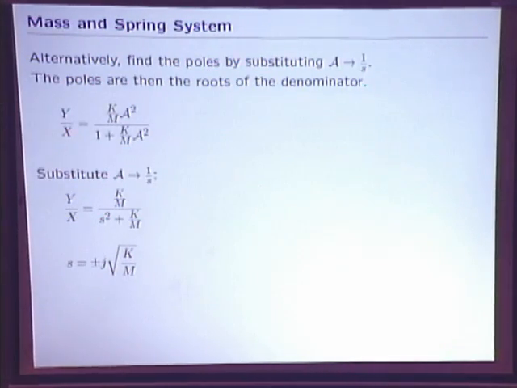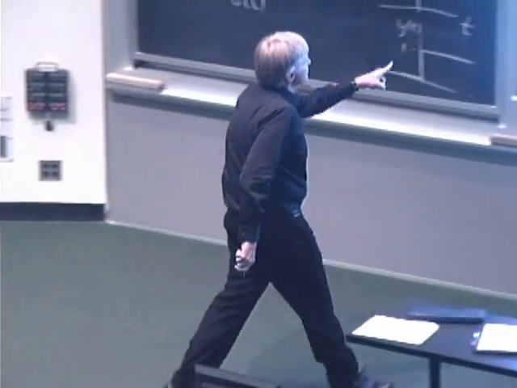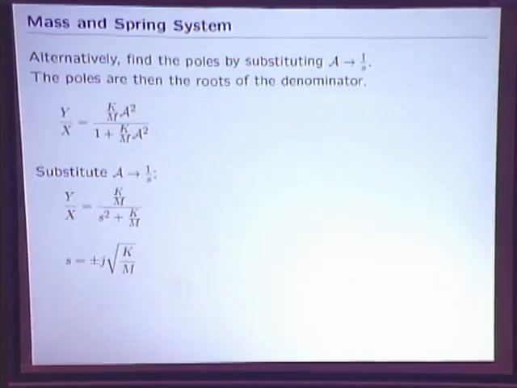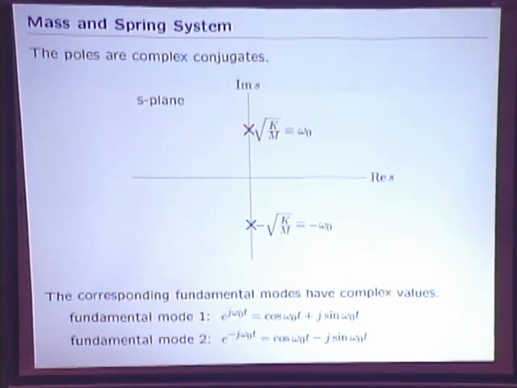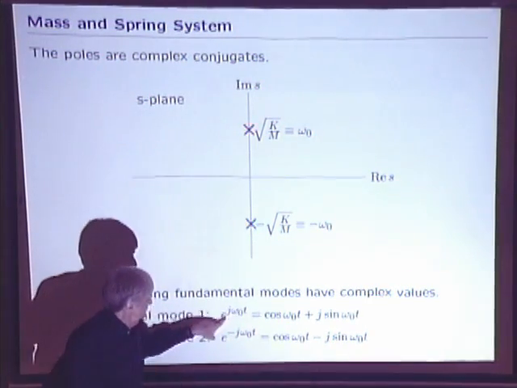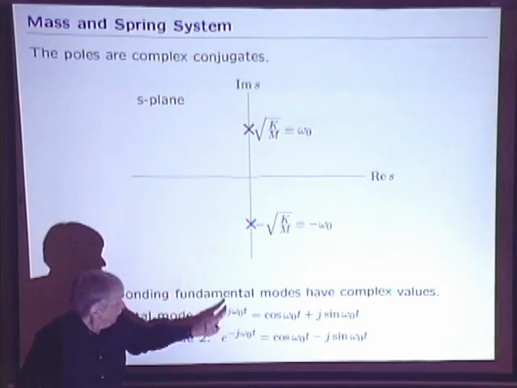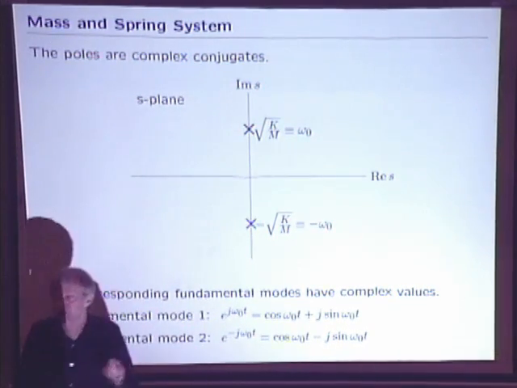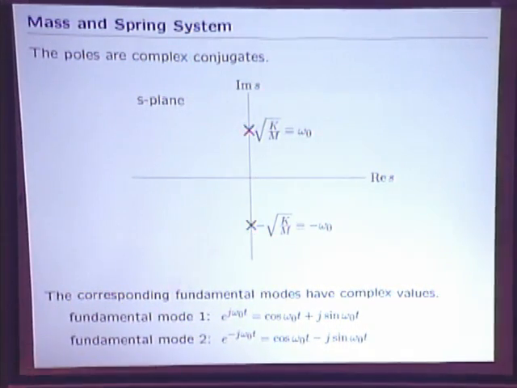Just like we could in dt, substitute r goes to 1 over z. In ct, we can substitute a goes to 1 over s and solve for s. We get the same answer. Same as we did in dt, except now we call it s. So the poles to this system are plus or minus j constant. For convenience, I'll call the constant omega naught. So then I have a pole at j omega naught and a second pole at minus j omega naught. By that argument, the fundamental modes are e to the j omega naught t and e to the minus j omega naught t.